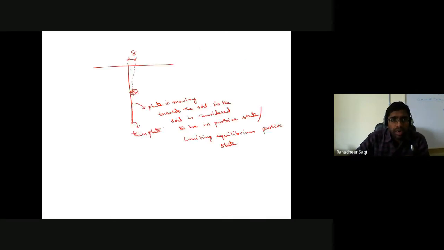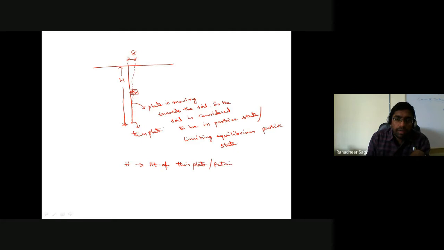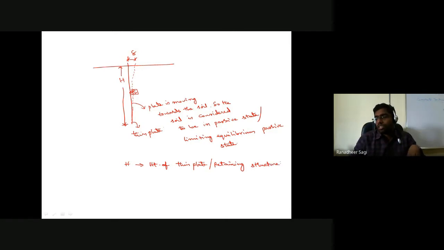And when we were trying to talk about, I'm using some notation, capital H. What does this capital H indicate? Capital H indicates the height of the retaining structure, or the height of your thin plate in this particular case, or retaining structure. So H is what we consider as the height of your retaining structure.